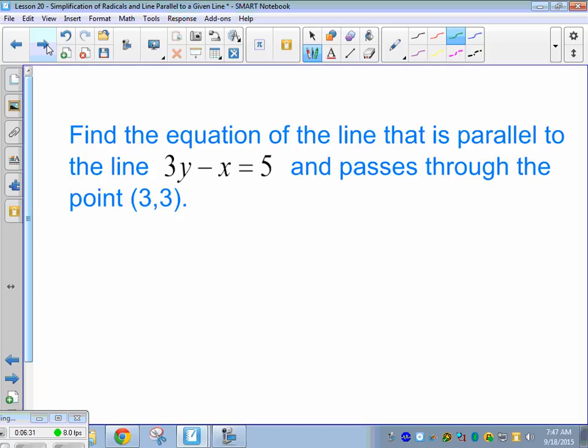Okay, and then a review of parallel lines. This is very similar to when we had the slope of a line, and they gave us another point, and we find the new equation of the line, okay? So it says, find an equation of the line that is parallel to the line 3y minus x equals 5. So write that equation of the line down. And then we want it to be parallel, but pass through the point (3, 3).